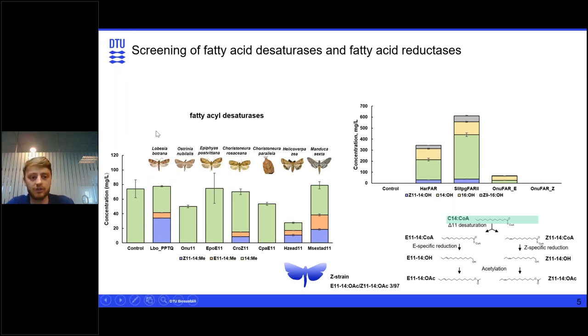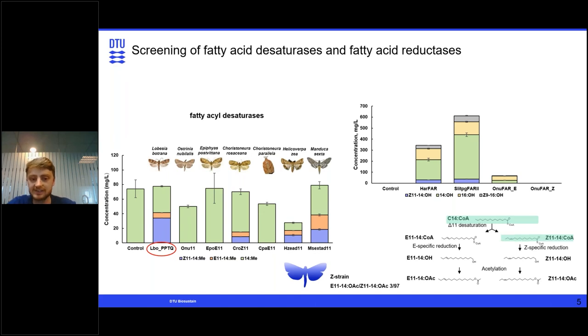So here on the left side, you can see the screening of fatty acid desaturases. As a control, I took the strain which was engineered for myristic acid production and introduced 7 different desaturases which have been described in literature. And from this screening, you can see that the desaturase LBOPTQ produced the highest amounts of Z11 tetradecanoic acid, while some of the desaturases were not active or were less active compared to LBOPTQ.